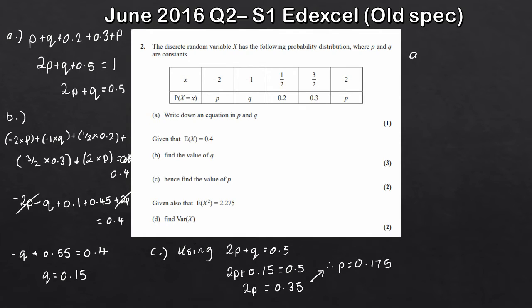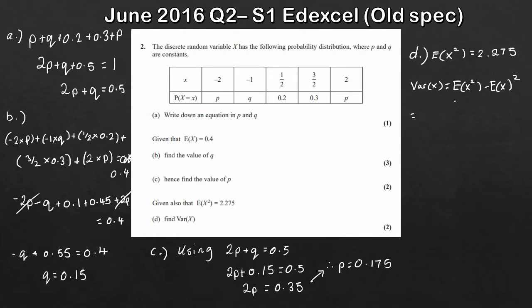And then finally, part D here, we're given that the expectation of x squared is 2.275. So we've got to find the variance of x. So remember the formula for the variance. That's E of x squared minus E of x all squared. And this is equal to, oh, we're not given the value what it's equal to, we're just given E of x squared. So we need to work it out.